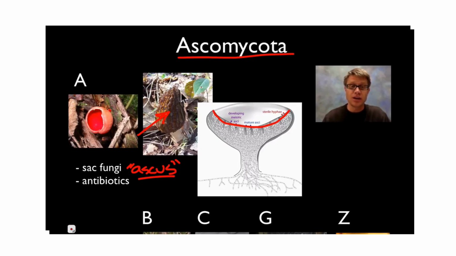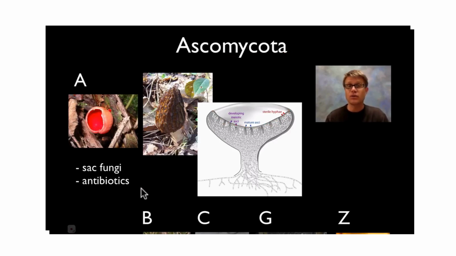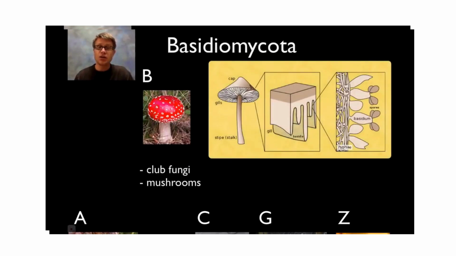You're looking right here at the sexual portion of that, but you can see these sacs on the inside, the sac right here. But Ascomycota are also important. Penicillin is a fungus, an ascomycote, that is going to make a lot of the antibiotics that we have. And so they're important for that.